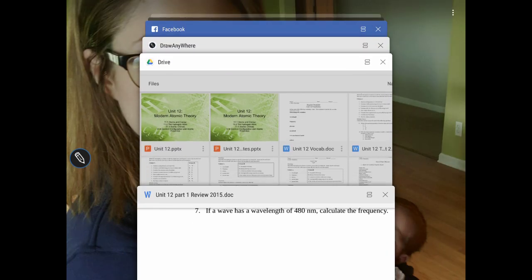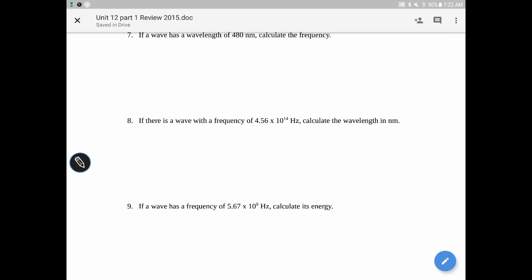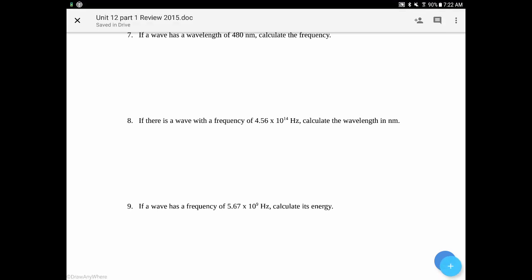Alright, so we are going to do some energy and light equations. First, we've got to look at our frequency equation. If a wave has a wavelength of 480 nanometers, calculate the frequency. Our equation is c equals f times wavelength. F is frequency, and this symbol here is called lambda, which means wavelength.